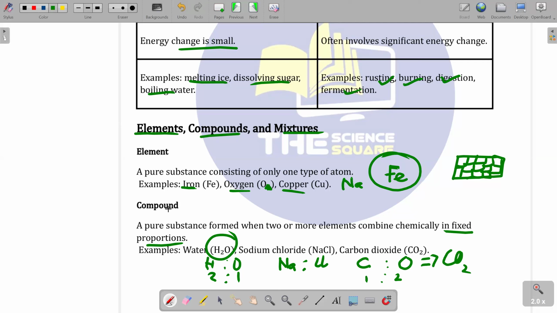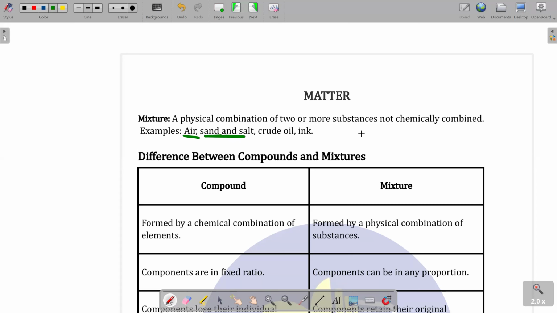So examples of mixtures are air, and sand and salt. If you mix sand and salt together, it is a mixture. Air is a mixture because air contains oxygen, it contains nitrogen, it contains carbon dioxide, it contains noble gases, and it also contains water vapor.